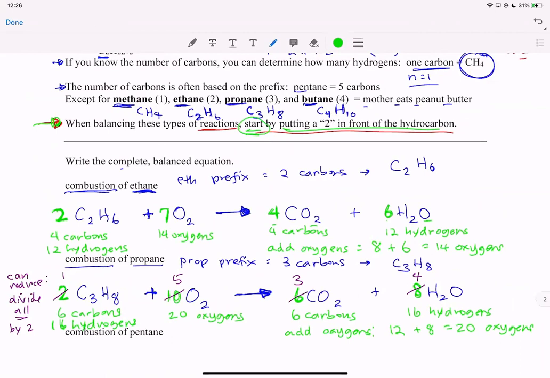It is a trick. You don't have to start with a 2 in front of the hydrocarbon, but it's a trick that will work about 50% of the time. Aside from that, you need a starting point somewhere, right? So that's my recommendation, is start with that. You might end with dividing everything by 2, but it is a trick, which is why I highlighted this in green. Got it?